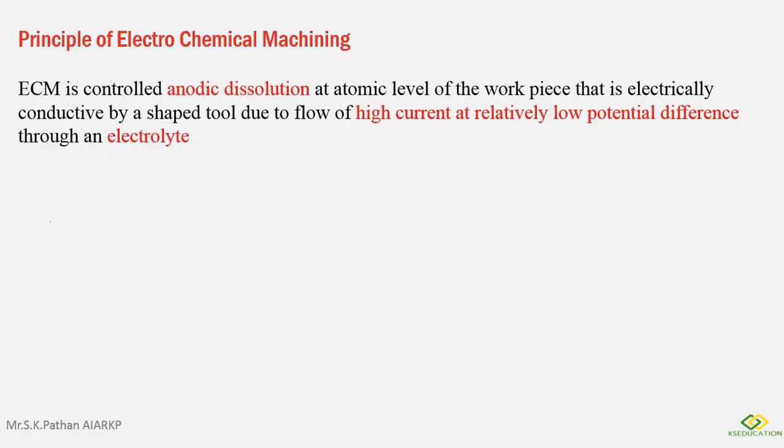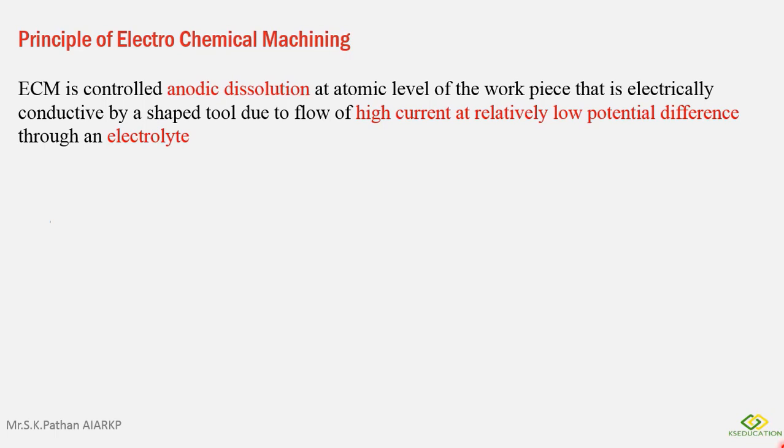Electrochemical machining process. This machine comes under the classification of electrochemical. Electrochemical machining is a controlled anodic dissolution, at an atomic level, of the workpiece that is electrically conductive, by a shaped tool, due to flow of high current at relatively low potential difference through an electrolyte.